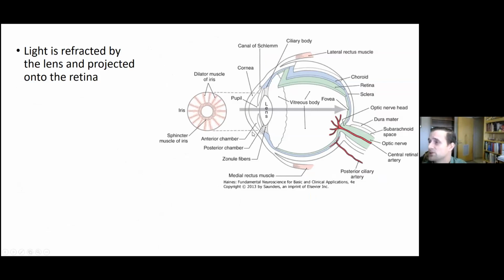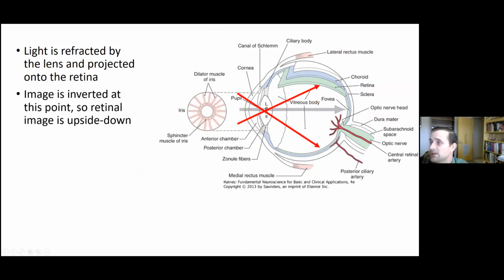All right, so as you can see, light is reflected by the lens and projected onto the retina, as we see by these crisscrossing red arrows. And the image is inverted at this point, so the retinal image is upside down. But as we said earlier, the brain's going to flip that back right side up again so that we can perceive what we're seeing right side up.